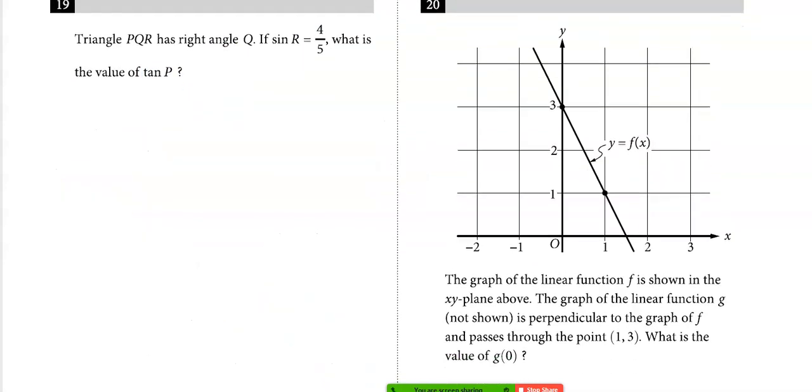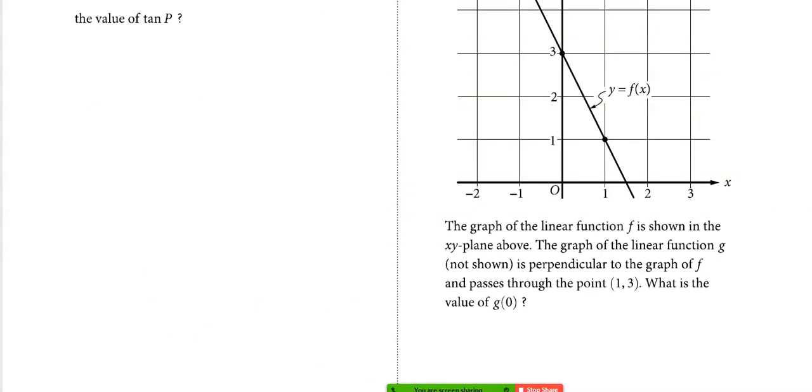Last one here, number 20. We have a graph. The graph of a linear function f is shown above. The graph of g is not shown, same kind of thing they did to us earlier. g is perpendicular to f. That's the huge clue on this one. Perpendicular means you're 90 degrees to each other.